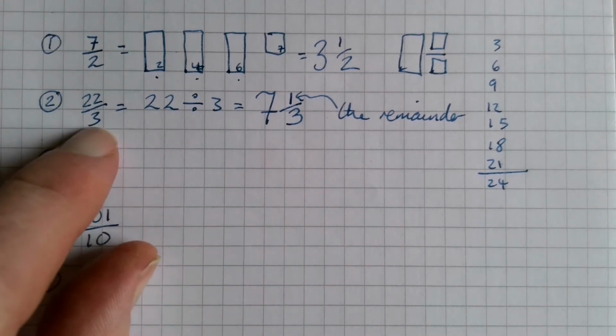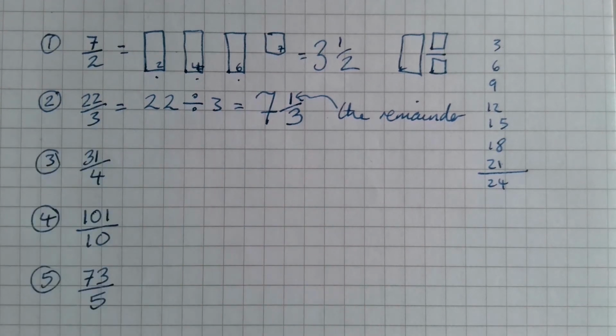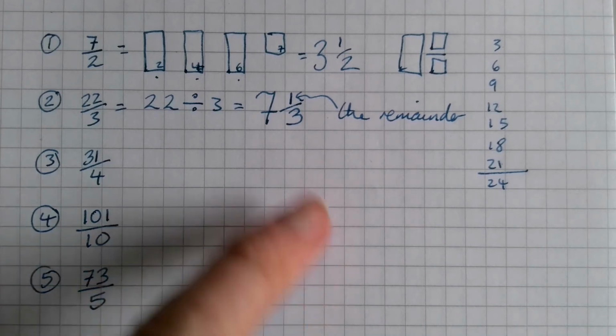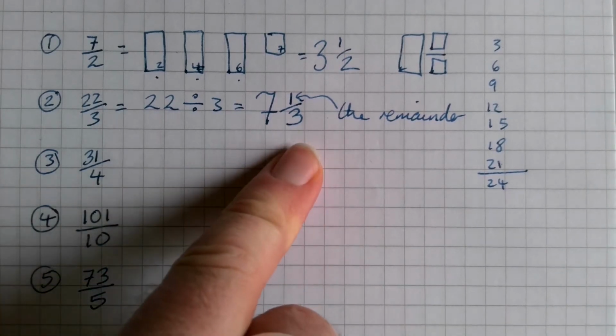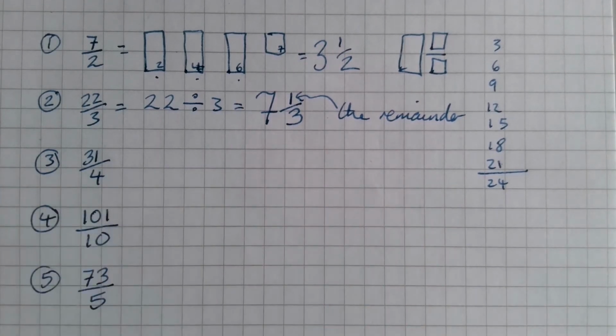So if you're trying to share 22 sweets between 3 people, everyone can have 7 sweets, and there's going to be 1 that people are going to be arguing over. Now, if it was chocolate instead of sweets, you could probably cut that into 3 little bits, couldn't you? That's the sort of thing we're talking about.